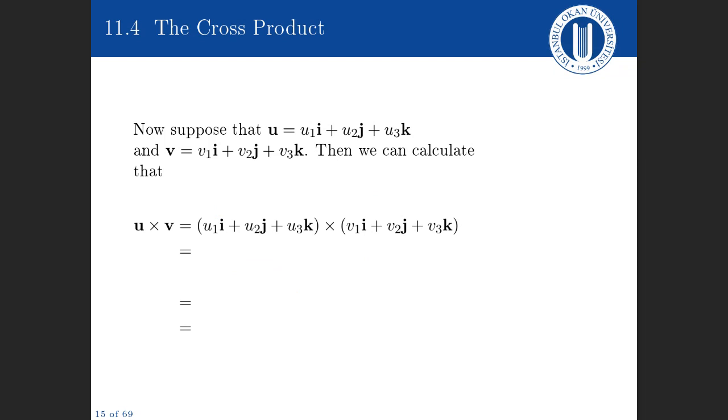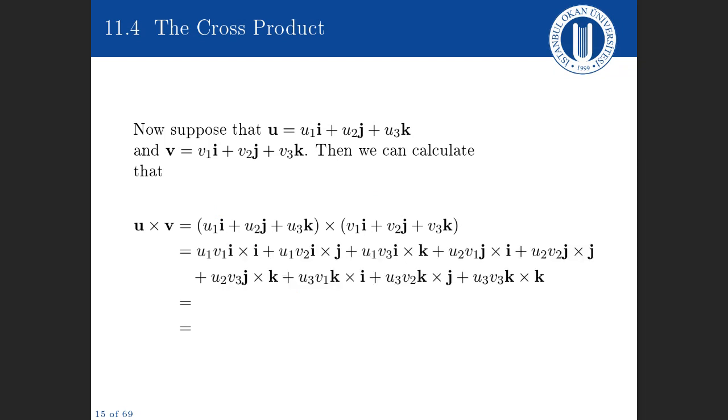We would have 3 multiplied by 3, or 9 terms. And here they are. Here's all 9 terms. First one cross first one, that's u1 v1, i cross i. And then first one cross second one, u1 v2, i cross j, etc. We end up with 9 terms. But a lot of these we can simplify. Some of these are going to be 0.